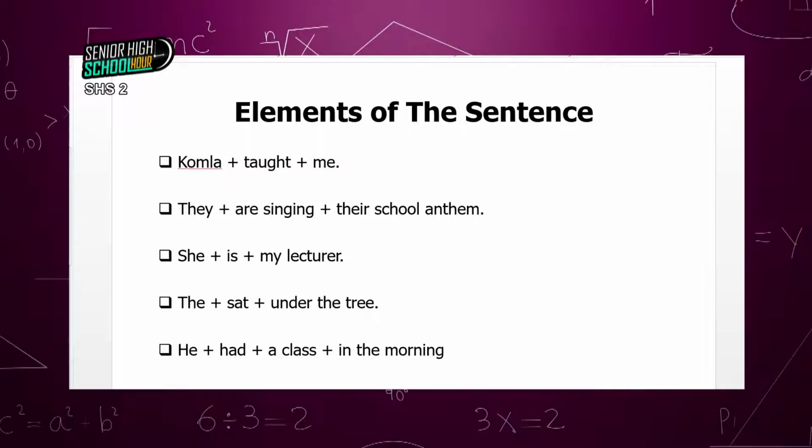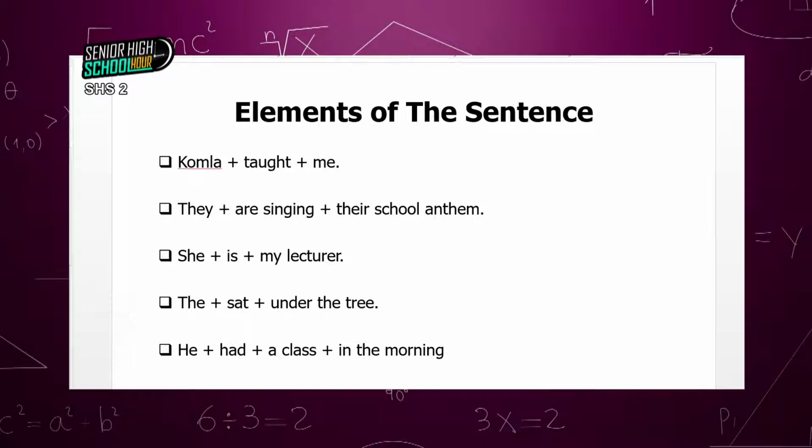Now, let's look at this. We can see that this sentence can be put into parts: Komla as one part, taught as one part, and me as one part. We can also have they, then we have are singing, then we have their school anthem. We can also have she, is, plus my lecturer. Then they sat under the tree. Then we have he had a class in the morning.